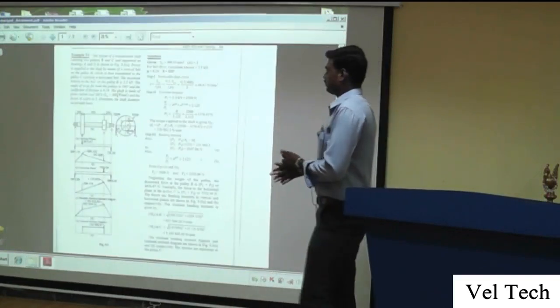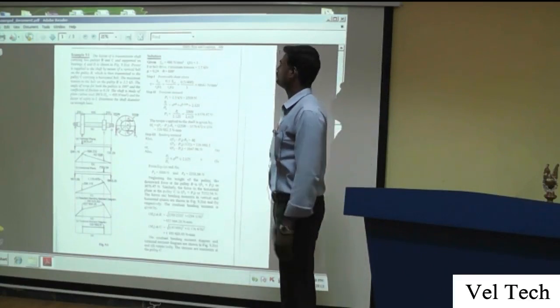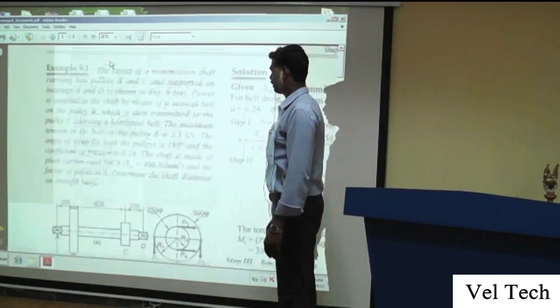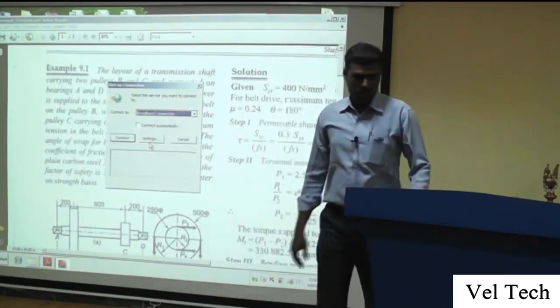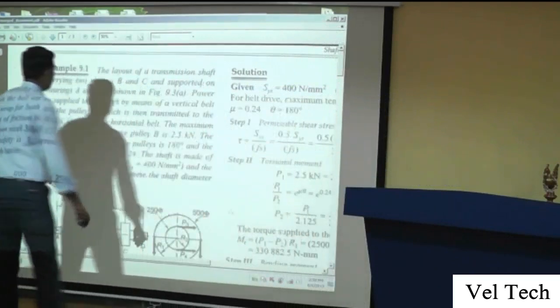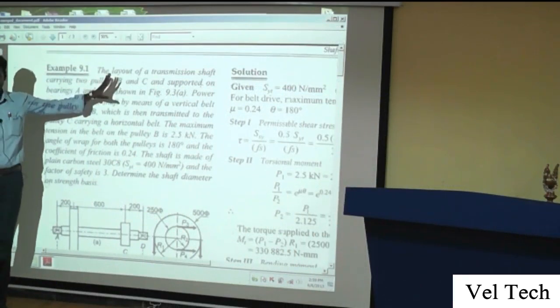And here, allowable stress is not given. We always design any machine element for a safer design to satisfy the given condition. Here maximum stress is given, but we should not design for the maximum condition. We have to design for a safer condition. So 400 N/mm² divided by 3 will give you the allowable stress or working stress.